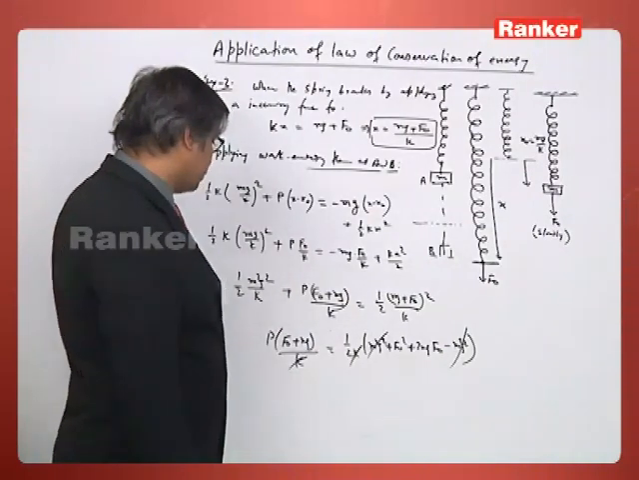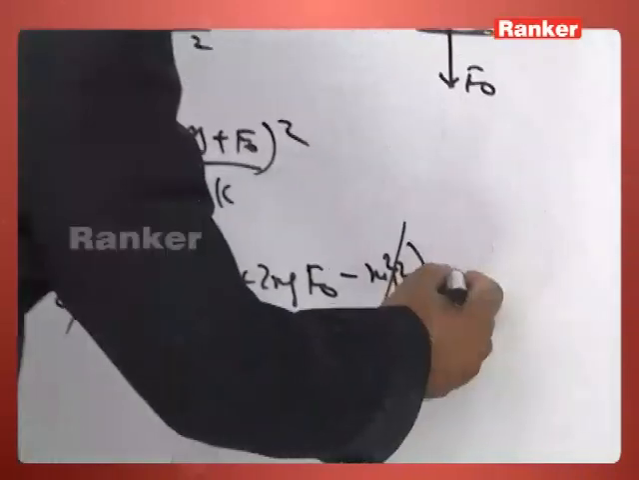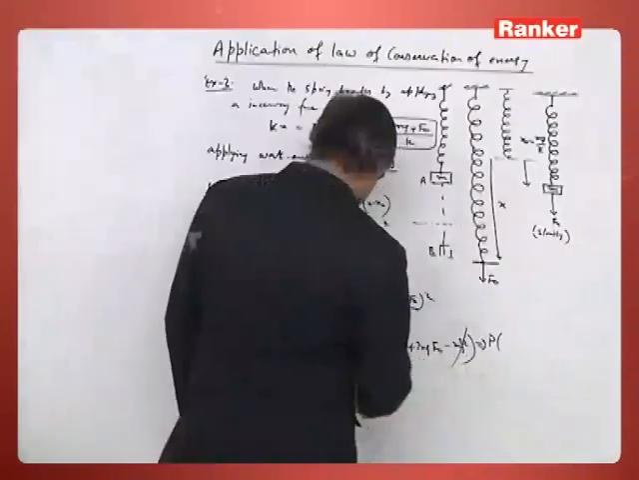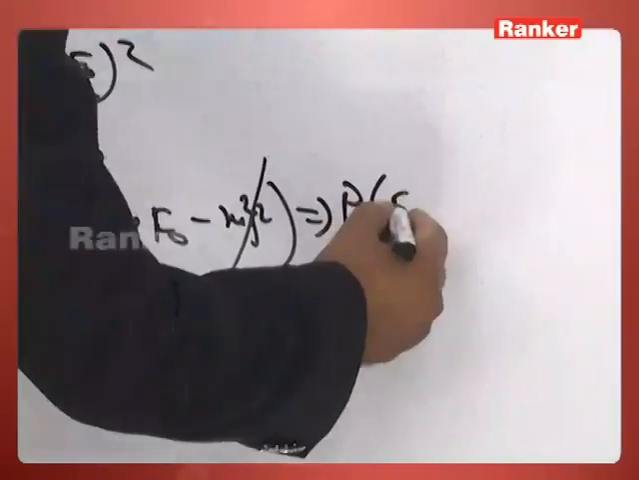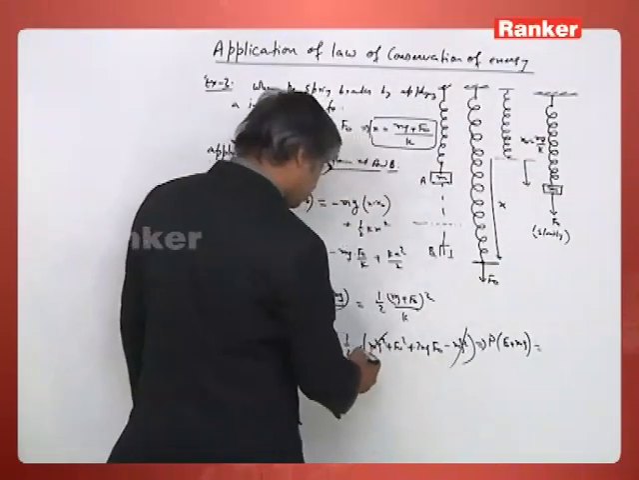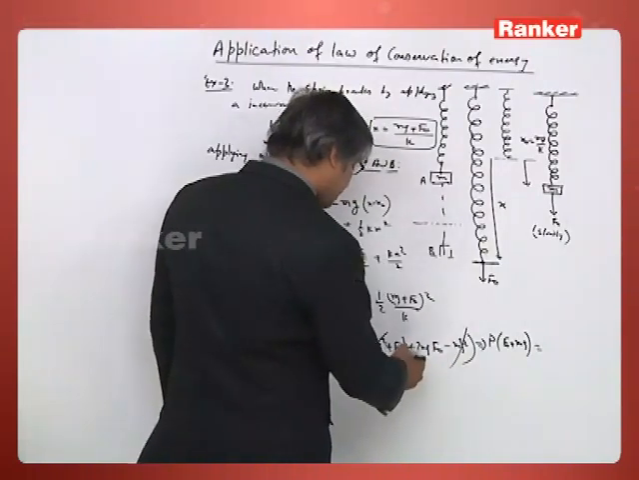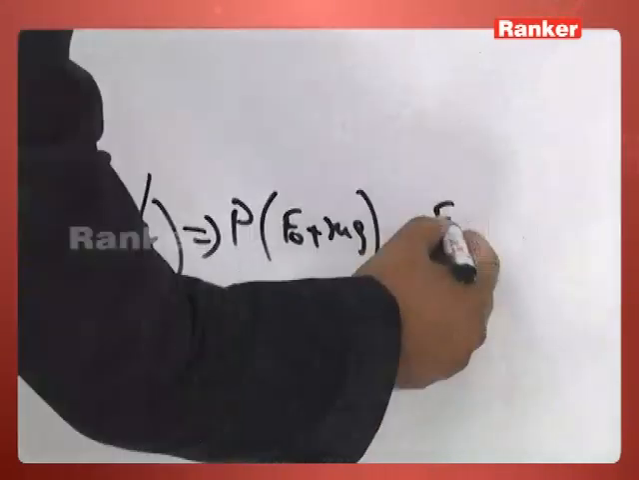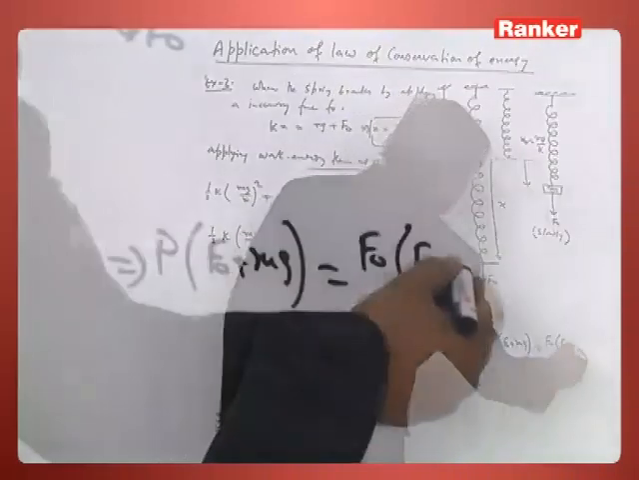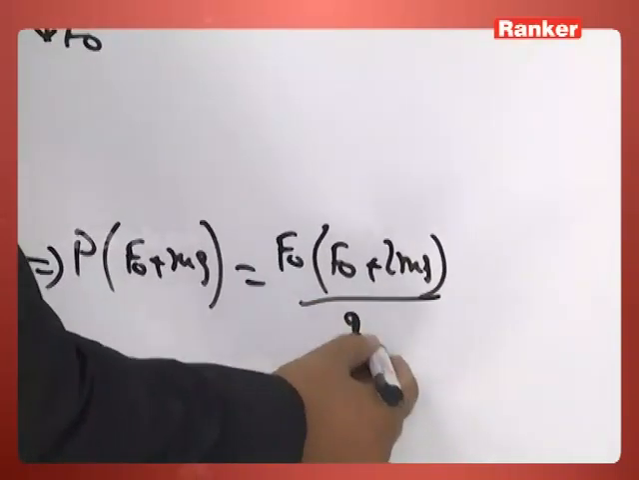So here we have 2. So what we do then implies this P is equal to P into, this is F naught plus mg, F naught plus mg, that is equal to, this is 2 F naught. F naught I can take common. So I can take F naught common. I will get F naught here and here 2 mg, 2 mg by F by 2.